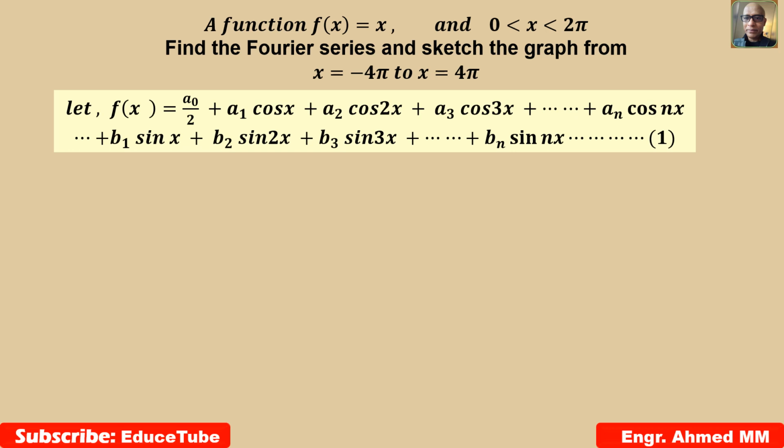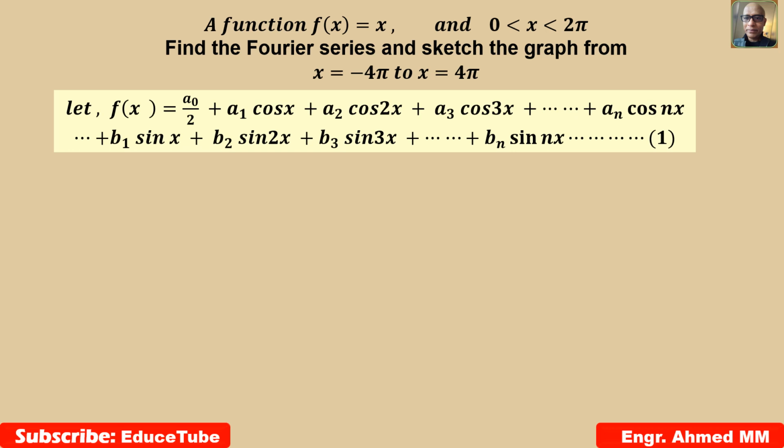This is an example I have taken. As I told, if I put n equal to 1, 2, 3, 4, we can find a1, a2, a3. If I put n equal to 1, 2, 3 in the equation for bn, we can find b1, b2, b3. So I have taken an example here. It is the function f of x equal to x, with x between 0 and 2 pi, the same range we discussed in previous slides.